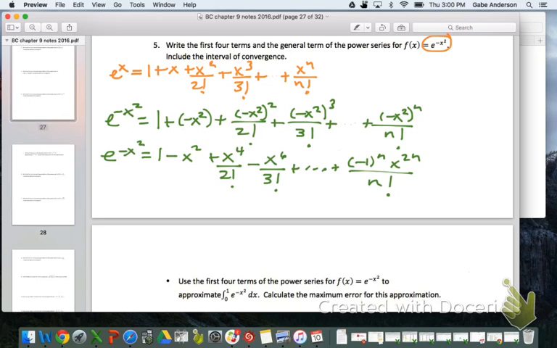If you want, we could perhaps talk about this later. The interval of convergence for this, if you use the ratio test, you're going to find that it's negative infinity to infinity.